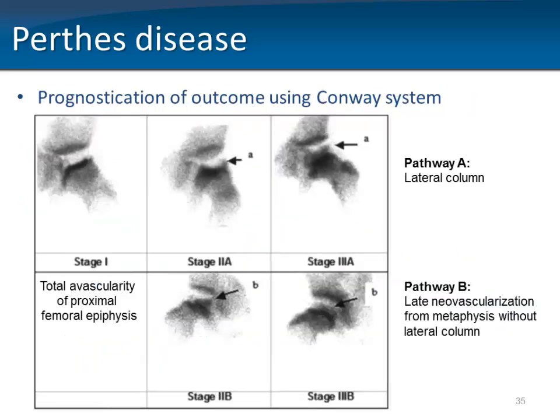So this is the famous Conway system. Stage 1, you have a total avascularity of the femoral epiphysis, and then things can go both ways. You either develop pathway A, which shows a lateral column, and revascularization starts from the lateral column and moves medially. This is a good prognosis. Or you go down pathway B, where you can see that revascularization starts from the medial part, and this is associated with a less favorable outcome.